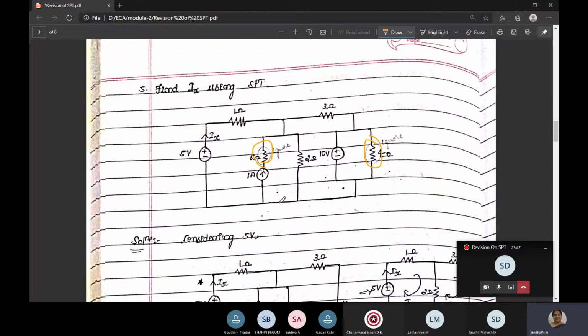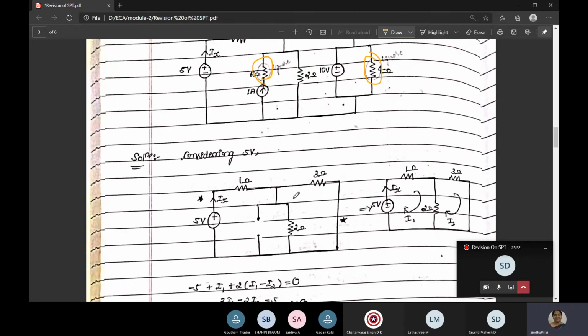When I consider 5 volts, what do I have to do with the current source? The current source should be open circuited, so it will be completely removed, and the voltage source is shorted. So we have only two loops here. We have to keep this 2 ohm resistor, and we have to find the current Ix. So this is open circuit here, and this 2 ohm resistor is written here.